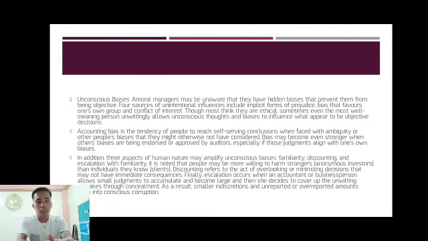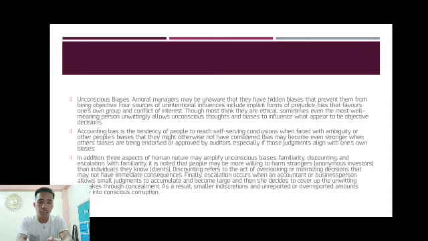In addition, three aspects of human nature may amplify unconscious biases: familiarity, discounting, and escalation. With familiarity, it is noted that people may be more willing to harm strangers or anonymous investors than individuals they know or clients. Discounting refers to the act of overlooking or minimizing decisions that may not have immediate consequences. Finally, escalation occurs when an accountant or business person allows small judgments to accumulate and become large, and then decides to cover up the unwitting mistake through concealment. As a result, smaller indiscretions and unreported or overreported amounts grow into unconscious corruption.